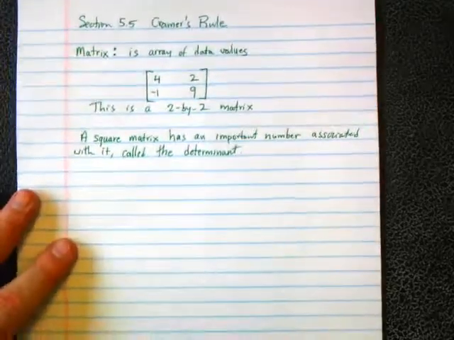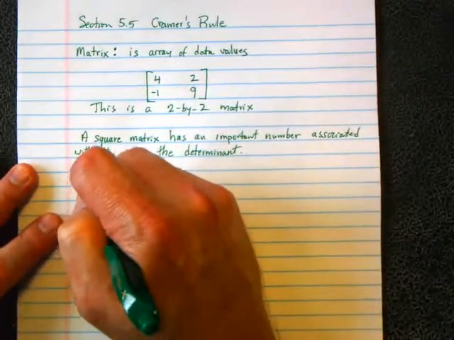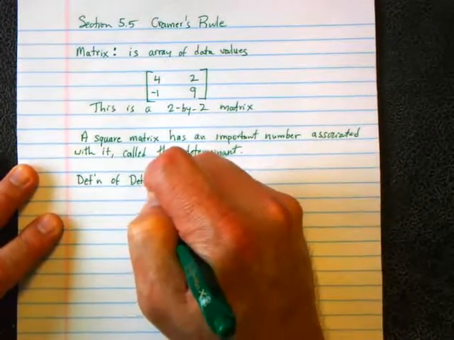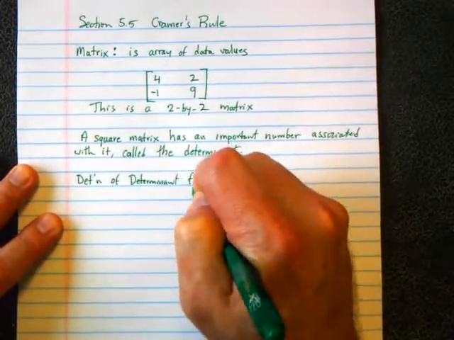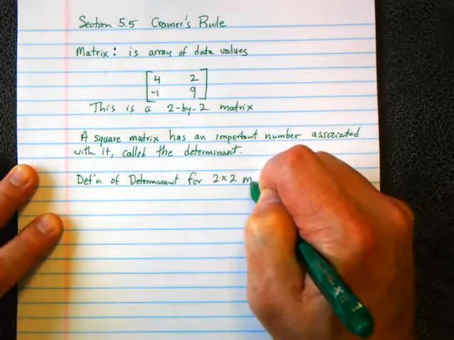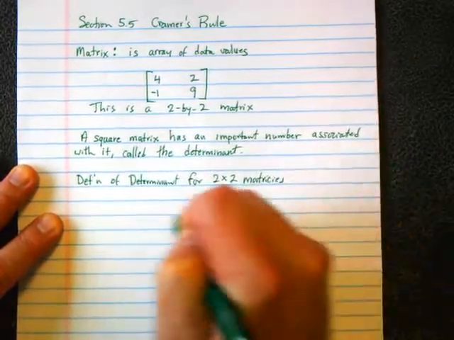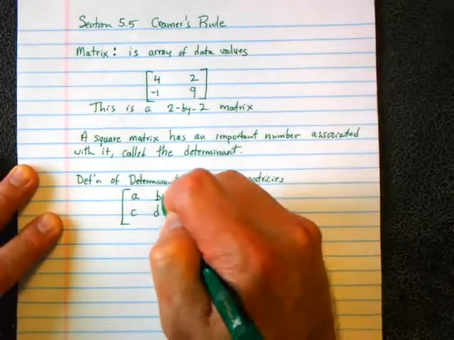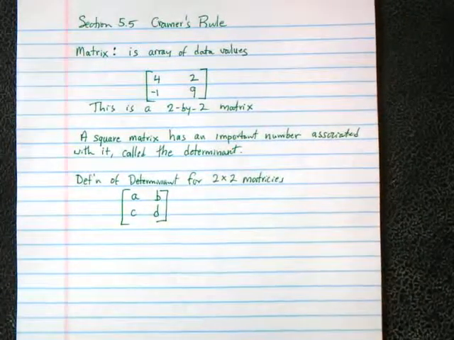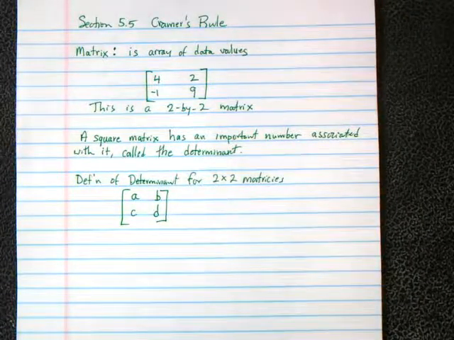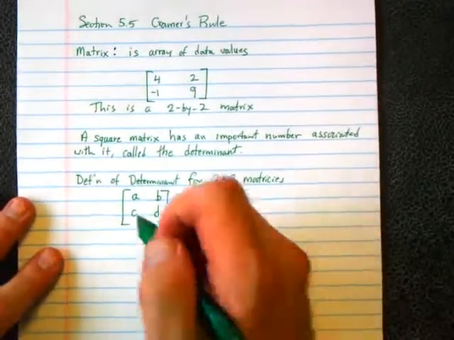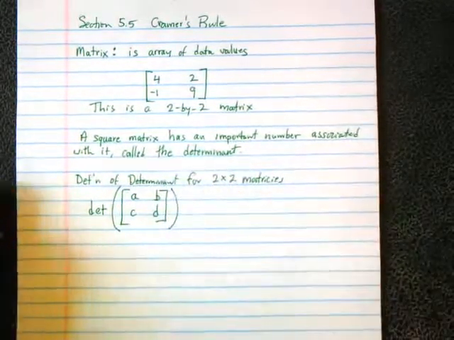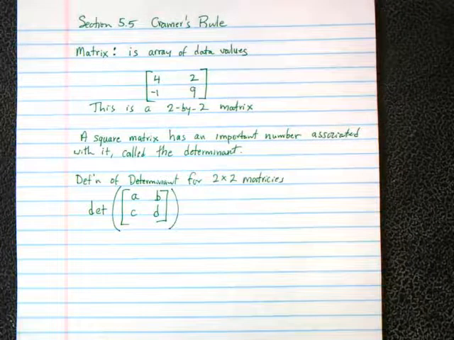All right, so here's the definition. Definition of determinant for 2x2 matrices. So if I have a matrix and I have A, B, C, and D, a 2x2 matrix. Generally, we don't write out the word determinant. We'd be a little bit lazy. We call it DET. So that symbol stands for determinant of that 2x2 matrix.